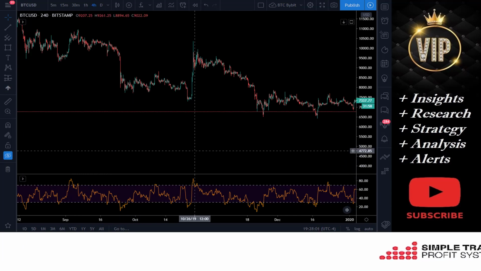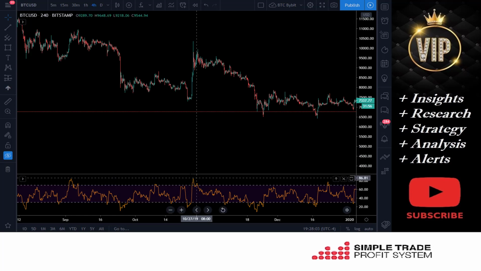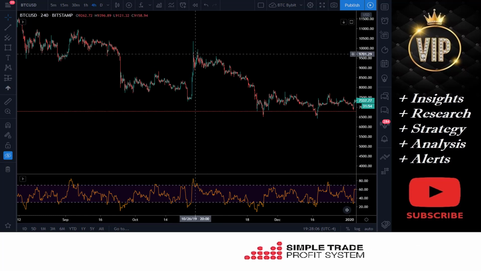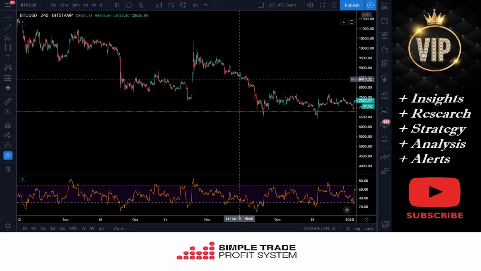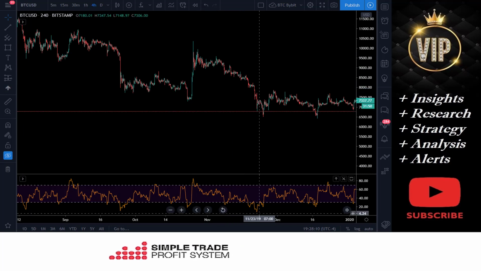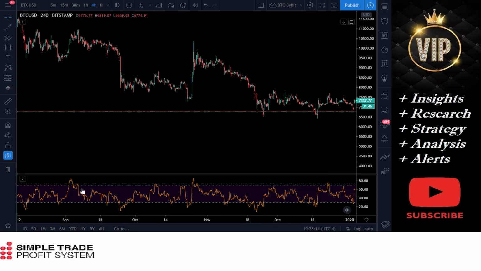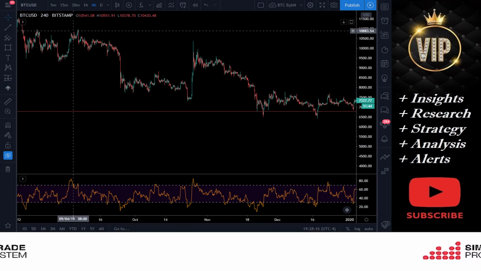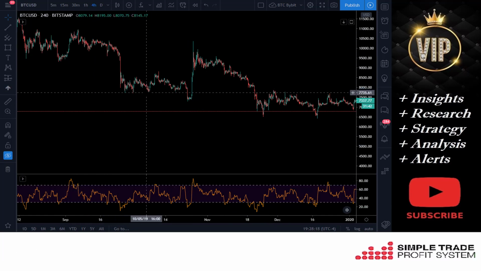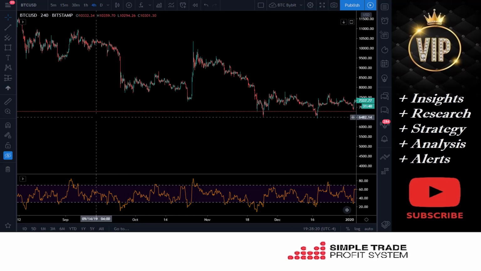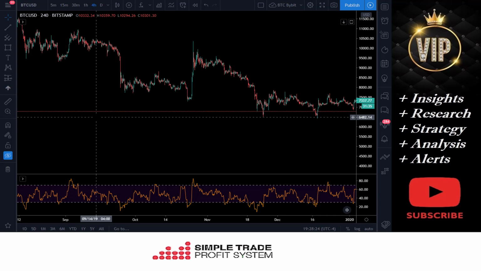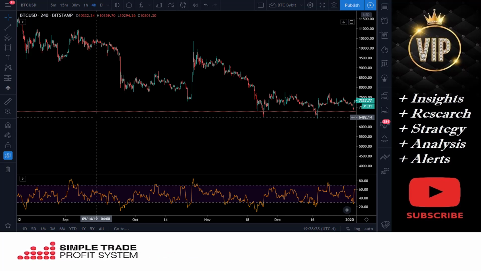So we can see, like right here, for example, it was over 70 and afterwards it continued down. Right here, for example, it was under 30, moved back up. Right here, it was over 70 and then moved back down. So it's not perfect. It's not going to work. You can't use this. I mean, you could, but you wouldn't be profitable doing so. You don't want to use this indicator alone by itself.